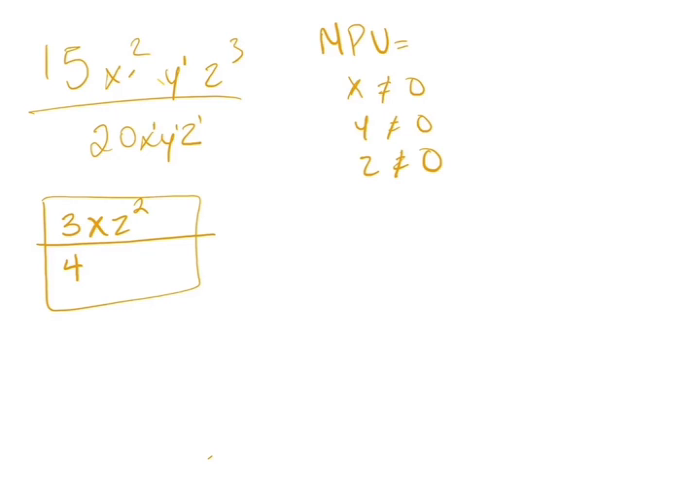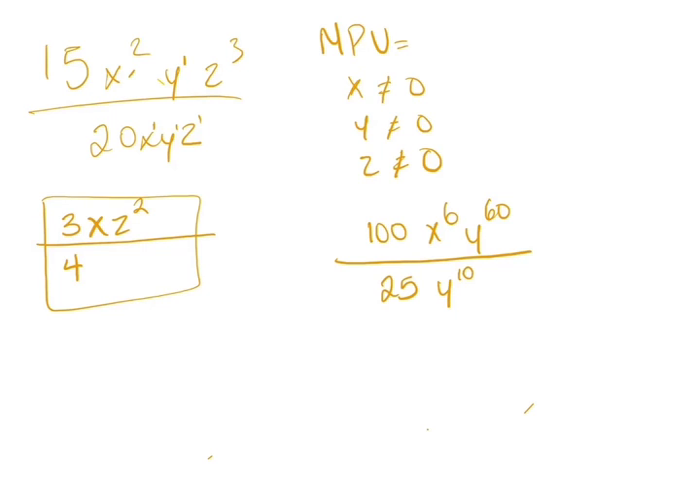So let's say we have 100 x to the 6 and y to the 60. I'm doing really huge numbers. Over 25 y to the 10. Woo! Okay. How are we going to solve that?